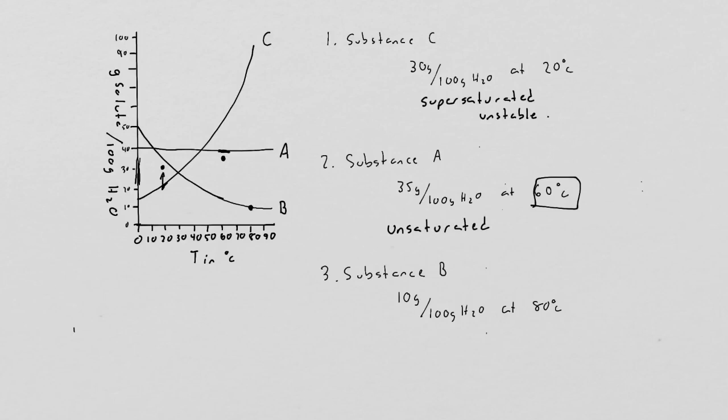The final solution is of substance B, and substance B at 80 degrees. So I'm going to go out to 80 degrees, and I'm going to go up to 10. Oh, wow, it's right on the line, isn't it? So this is number 1 here, this is number 2, and this is number 3. Now, substance B is actually right on the line, which means this is a saturated solution.